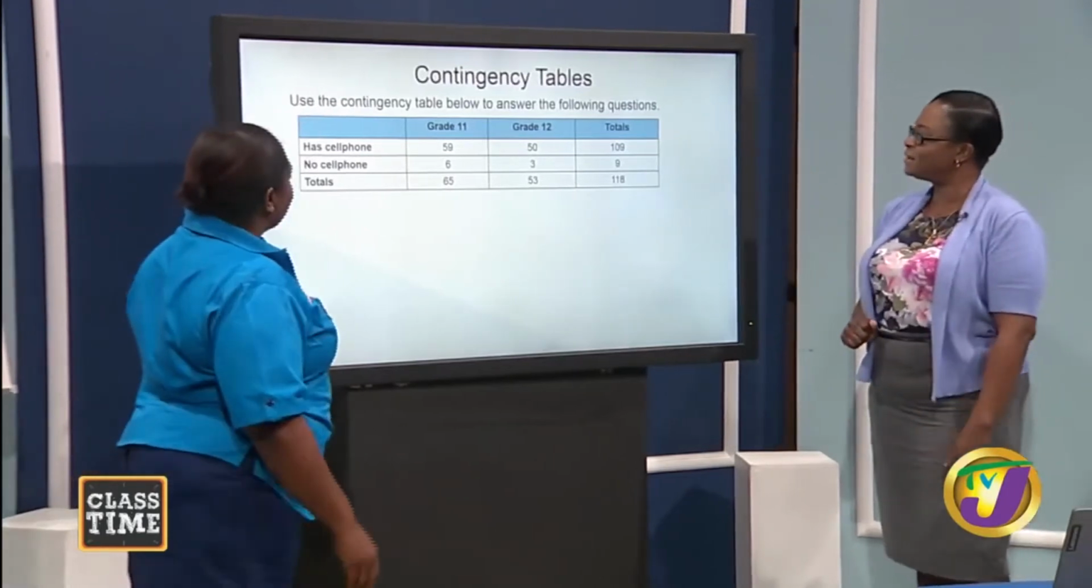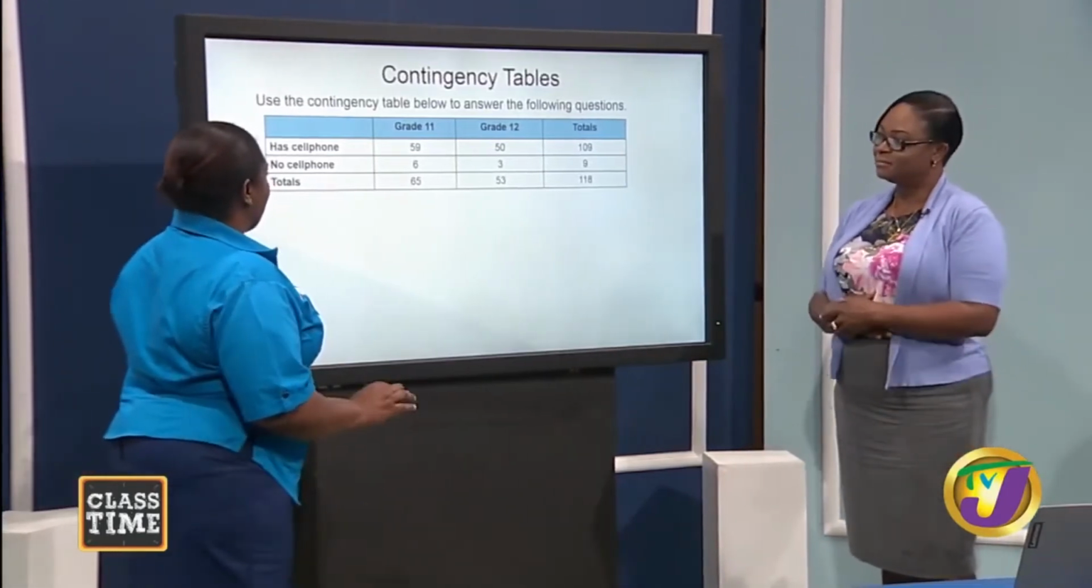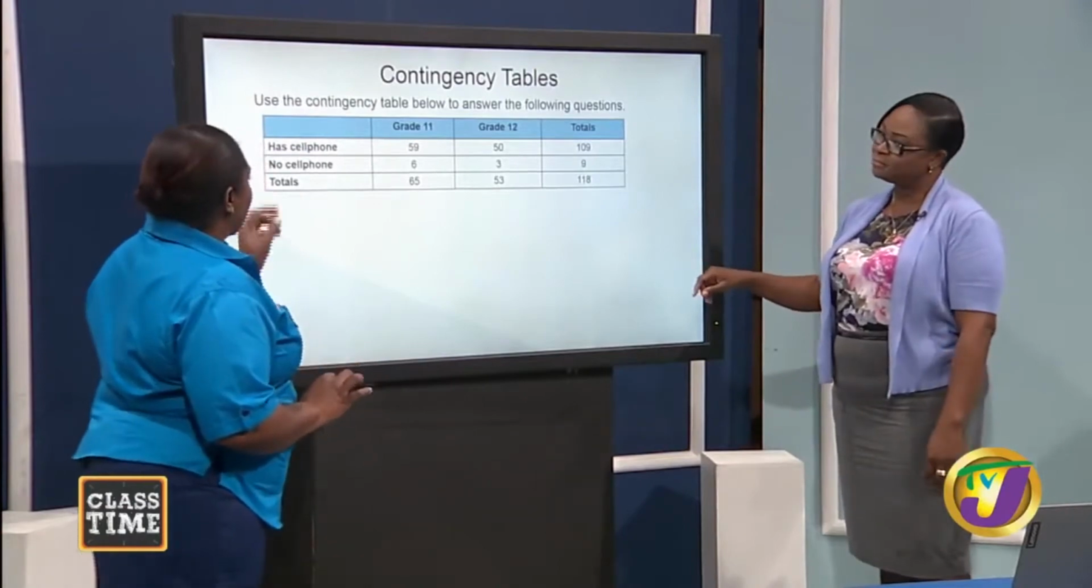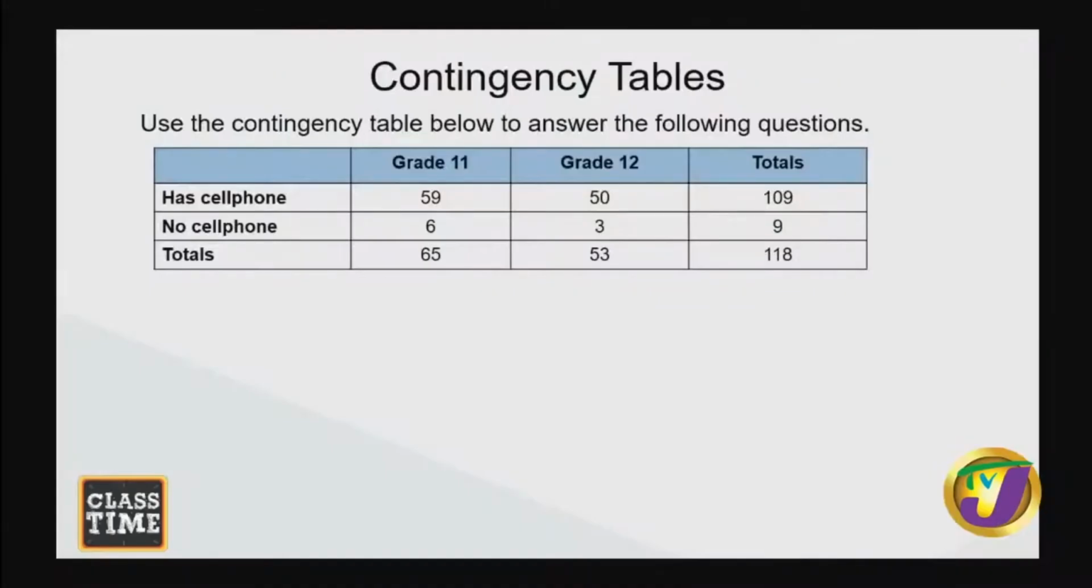Let us take the numbers in the table one at a time. Let us look at the 59. What is the 59 telling us? It is saying that in grade 11, there are 59 students with cell phones. And the 6 is telling us that there are 6 students in grade 11 who do not have a cell phone. So in grade 11, there are 65 students in all, a combination of those with and without.